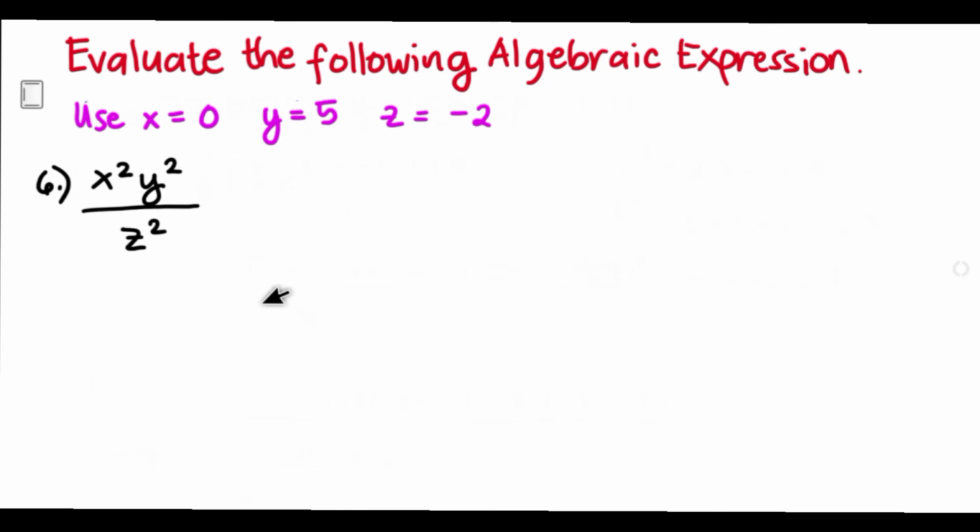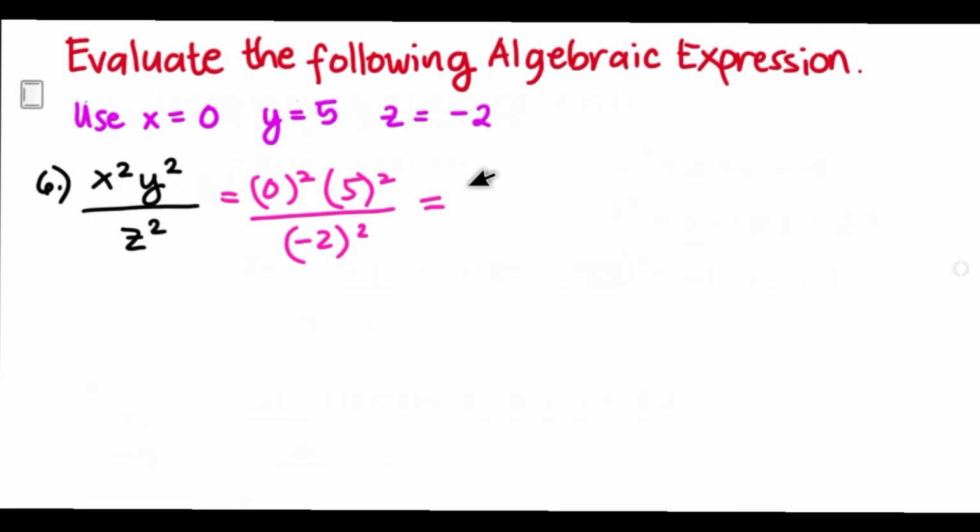So, now let's have number 6. X squared times y squared all over z squared. So, i-multiply muna natin yung nakataas and then divide natin dito sa z squared. So, ang value ng x ay 0. So, 0 squared times, ang y naman po ay 5. So, 5 squared divided by z squared. So, ang z po ay negative 2. Square down natin siya.